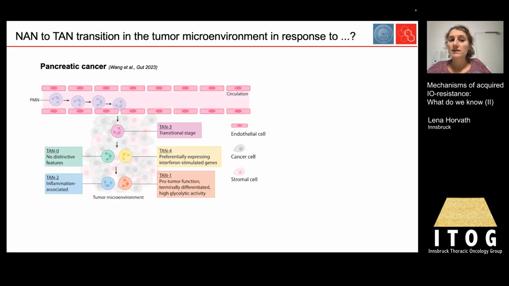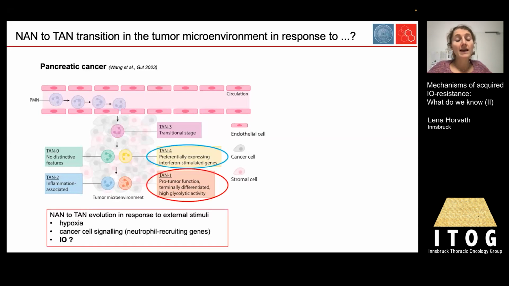There's one very interesting paper published in pancreatic cancer that tries to explain why there are different neutrophil subsets in the tumor microenvironment. And I'm sure that this doesn't only refer to pancreatic cancer, but maybe different tumor entities. And they describe that probably normal neutrophils from the periphery enter the tumor microenvironment. They are first in a kind of transitional zone, but then in response to different factors from the tumor microenvironment, they become different subsets.